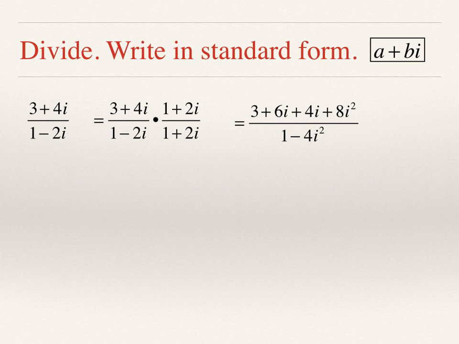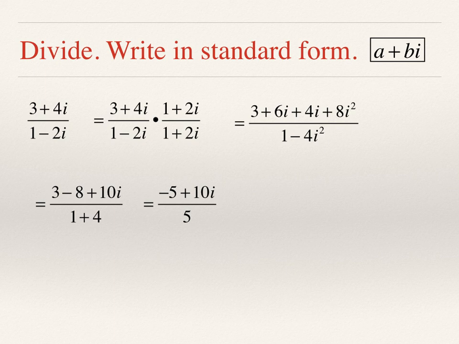Now I can simplify this. In my denominator, I end up with 1 plus 4, because of course i squared is negative 1. My numerator, the 8 times i squared is negative 8. And the 6i plus 4i is 10i. Notice I'm writing this out in stages. I do not try to do all this at once because I'm less likely to make an error if I write it out in stages. So I have negative 5 plus 10i in my numerator. I have 5 in my denominator.